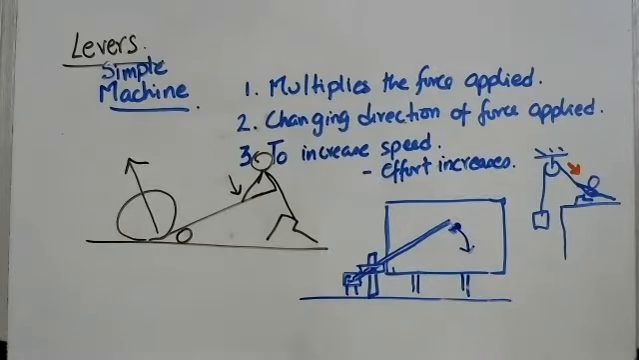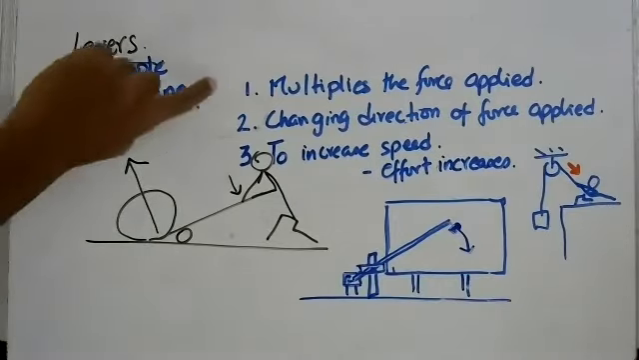I saw this in a cartoon somewhere long ago. It's not a practical thing, but it gives you the idea that in order to increase the speed, you have to increase the effort as well. That, I think, encapsulates the idea of what a simple machine is. If the device or object that you're using does one of these three things, then you have what can be called a simple machine.